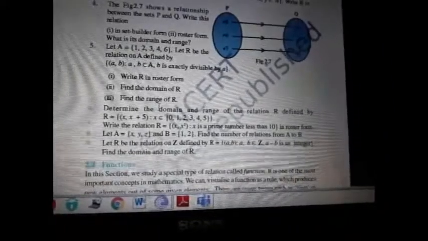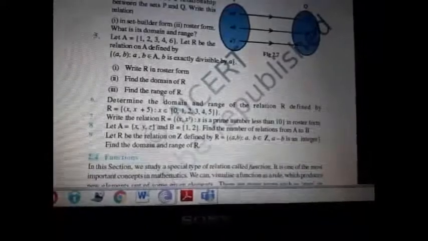After listing out the elements, that is what our first question was, right? R in roster form. So you can write all the elements, then find the domain. After listing out, you can easily write what is domain and what is range. Domain is the first element of the ordered pair, range is the second element of the ordered pair. So I am leaving these problems to you.